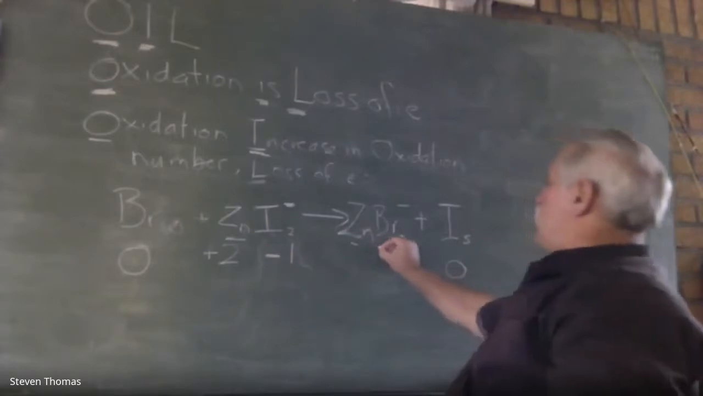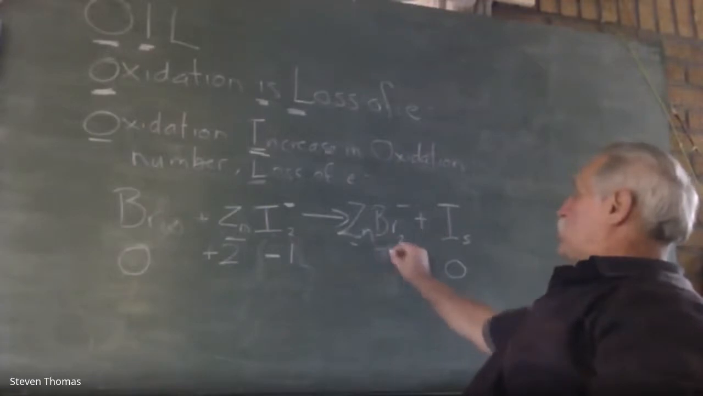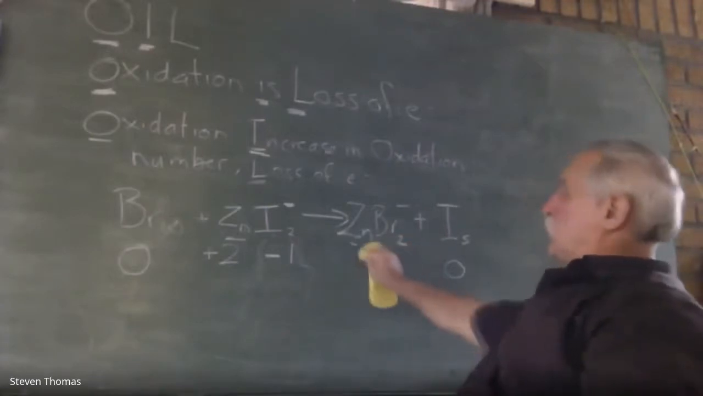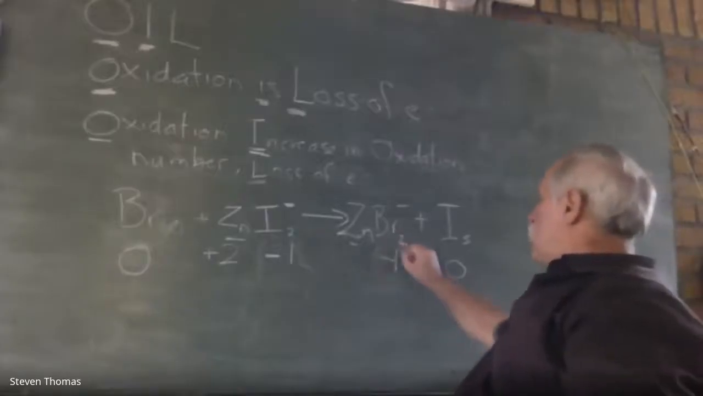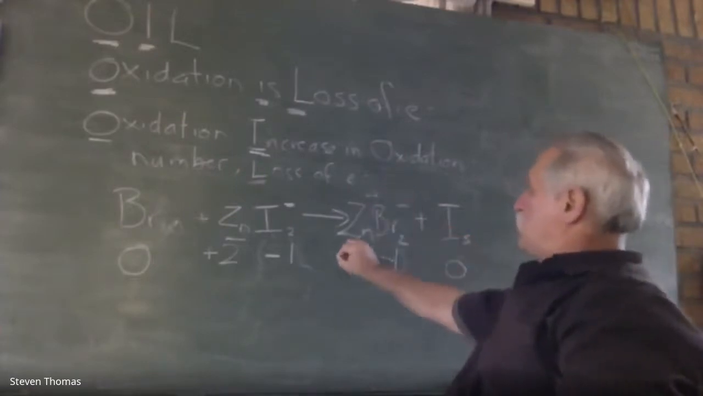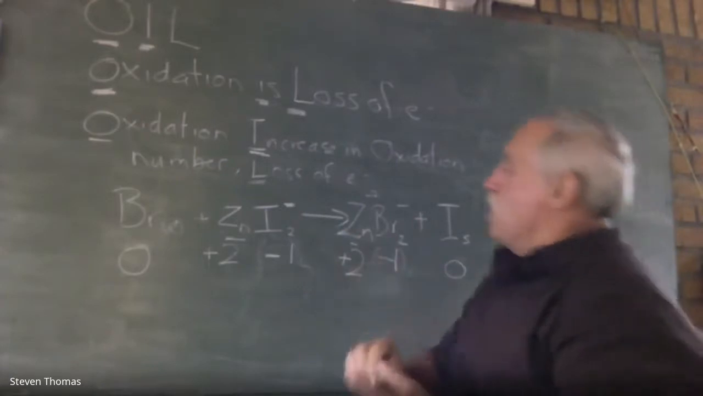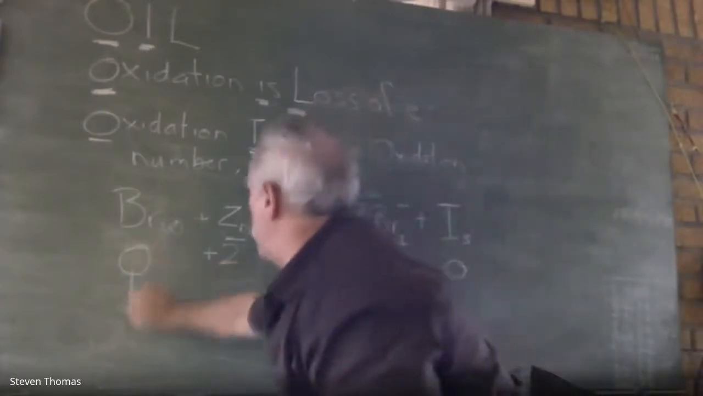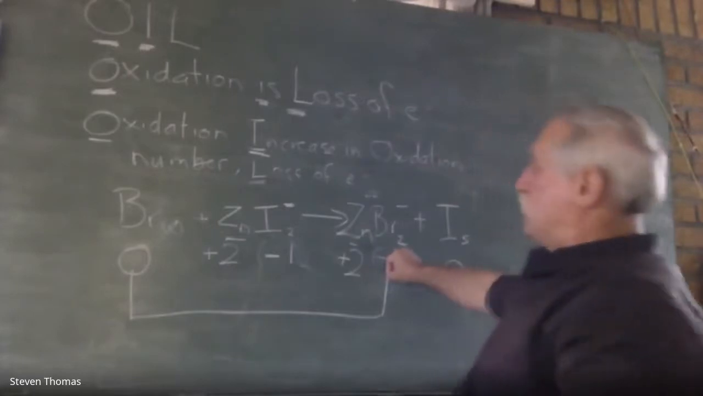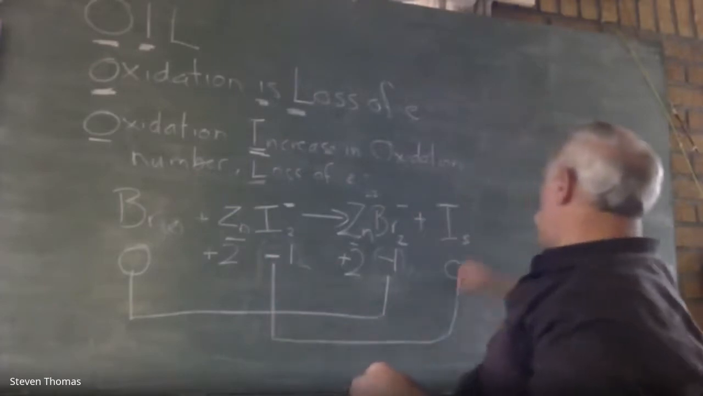Now on this side, bromine's also in group 7. So what is bromine's number going to be on this side? -1. Well done. And there's 2 of them. So to balance it, zinc is still going to be a +2 ion, right? So this is going to be +2. Fantastic. So now we look at the bromine: it went from 0 to -1. The zinc didn't change. The iodine went from -1 to 0.